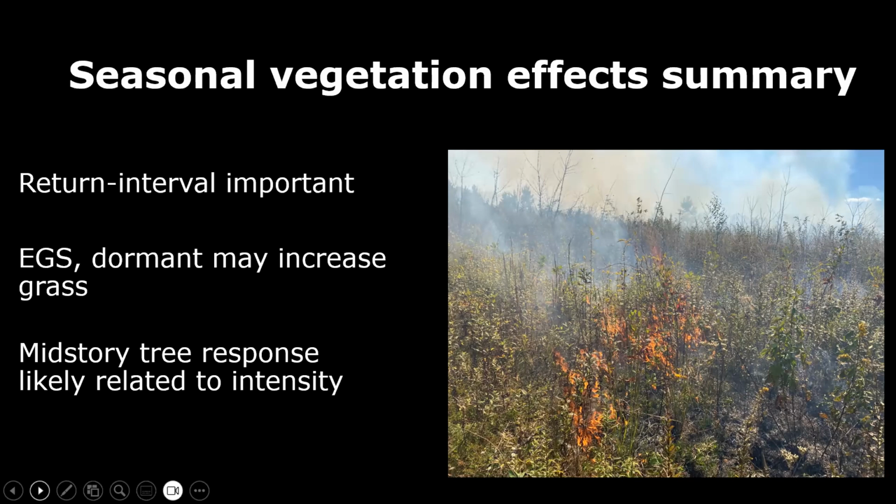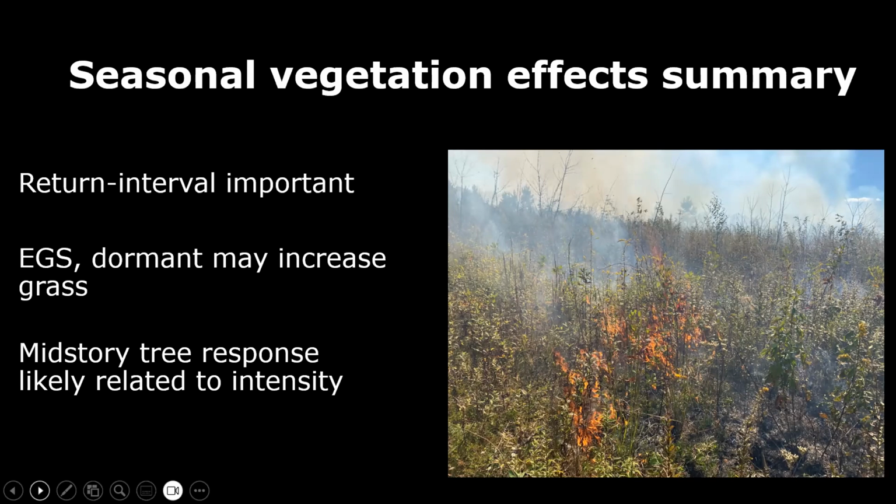If we look at some other data that we have along with the data that I presented, the early growing season and dormant season fires may increase grasses in some systems. Probably not in hardwoods, but especially in pines or in early successional communities, we've got a lot of data that show that burning in the early growing season or the dormant season is going to increase grass coverage.